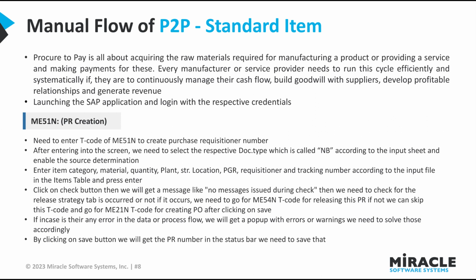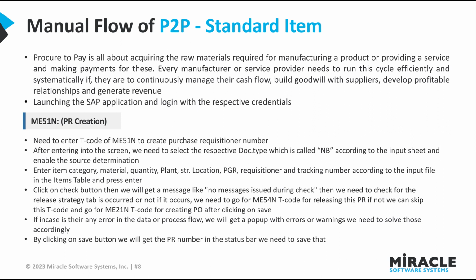Coming to the manual flow of the P2P process. As shown on screen, Procure-to-Pay is all about acquiring the raw materials required for manufacturing a product or providing a service and making payments for these. Every manufacturer or service provider needs to run this cycle efficiently and systematically if they are to continuously manage their cash flow, build goodwill with suppliers, develop profitable relationships and generate revenue.